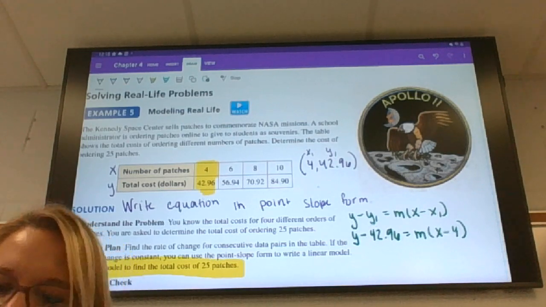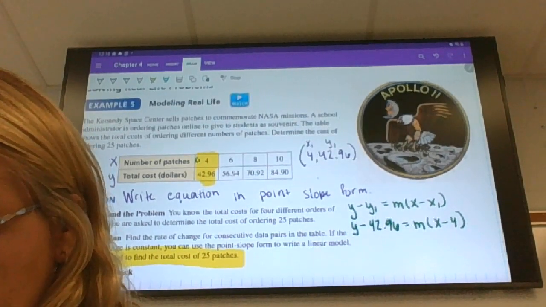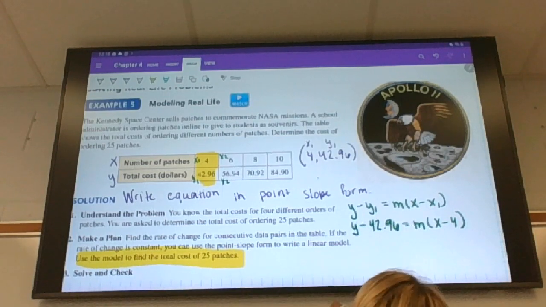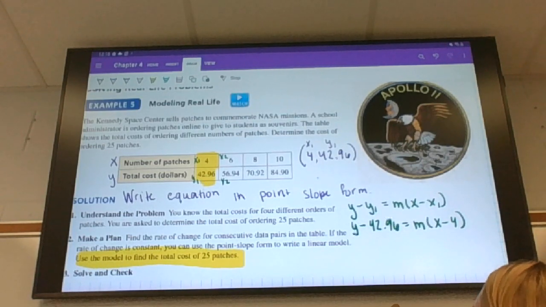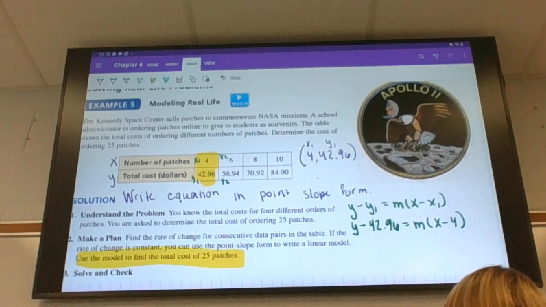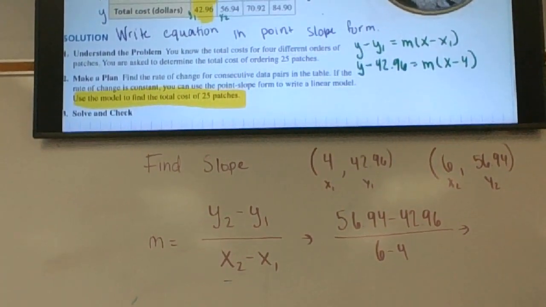Okay, so this is x1 and this is y1, let's do this is x2 and this is y2. So for our slope formula, x1, y1, and 6. x2, y2. It's 56.94 minus 42.96 all over 6 minus 4. Get those calculators rolling. Use the table to find slope.